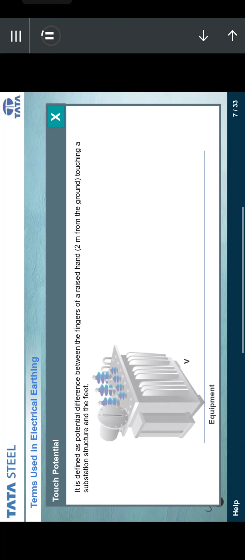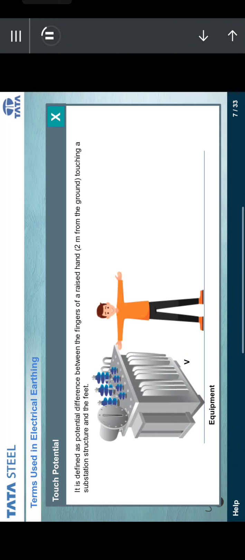Touch potential. It is defined as the potential difference between the fingers of a raised hand, 2 meters from the ground, touching a substation structure and the feet of the person. For instance, if the distance from ground is 2 meters, then the touch potential should be small, within 100 volts, so that the person does not get a shock even if the ground structure is carrying a fault current.